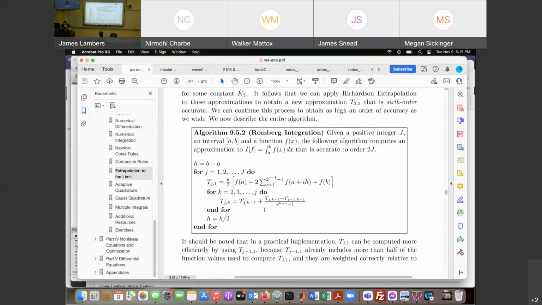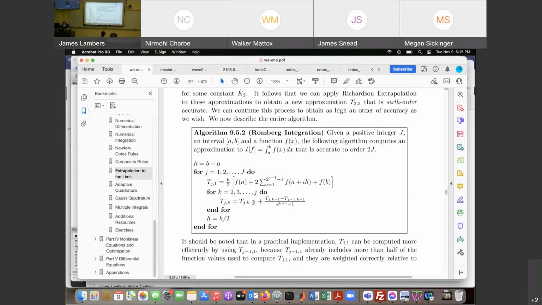And notice here, we always have increasing powers of 4 minus 1. So that fills in what's called a Romberg table, where you're filling out the matrix. But notice that k is always less than or equal to j. So really, the matrix you're filling out with these approximations is lower triangular, because the row index is always greater than or equal to the column index.